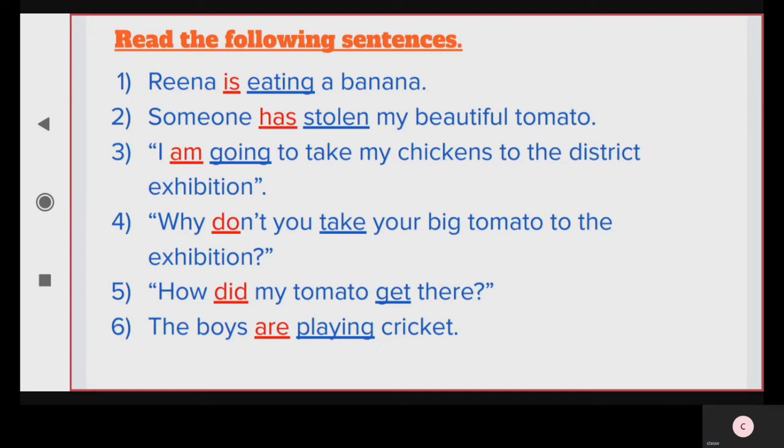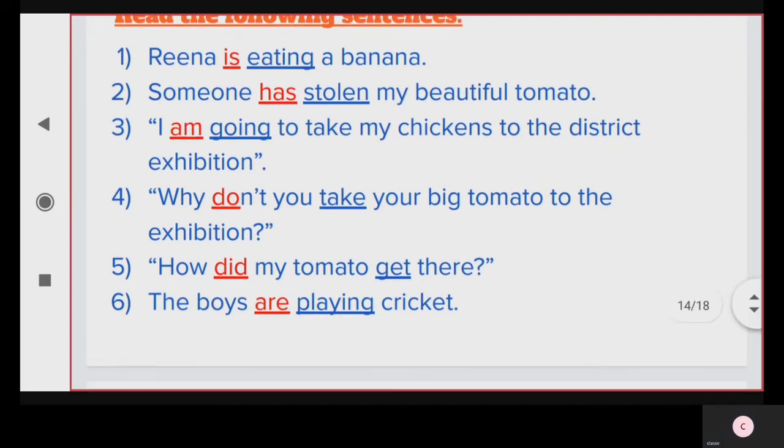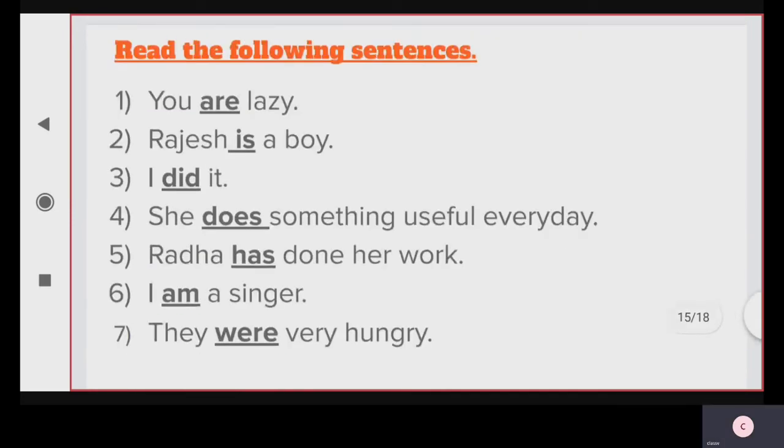Children, at times the words like am, is, are, was, were, has, have, had, do, does, did act as main verbs too. Children, already I told you that verbs tell us not only about the actions but also the state and situation of the person or thing spoken about, right? Read the following sentences now.